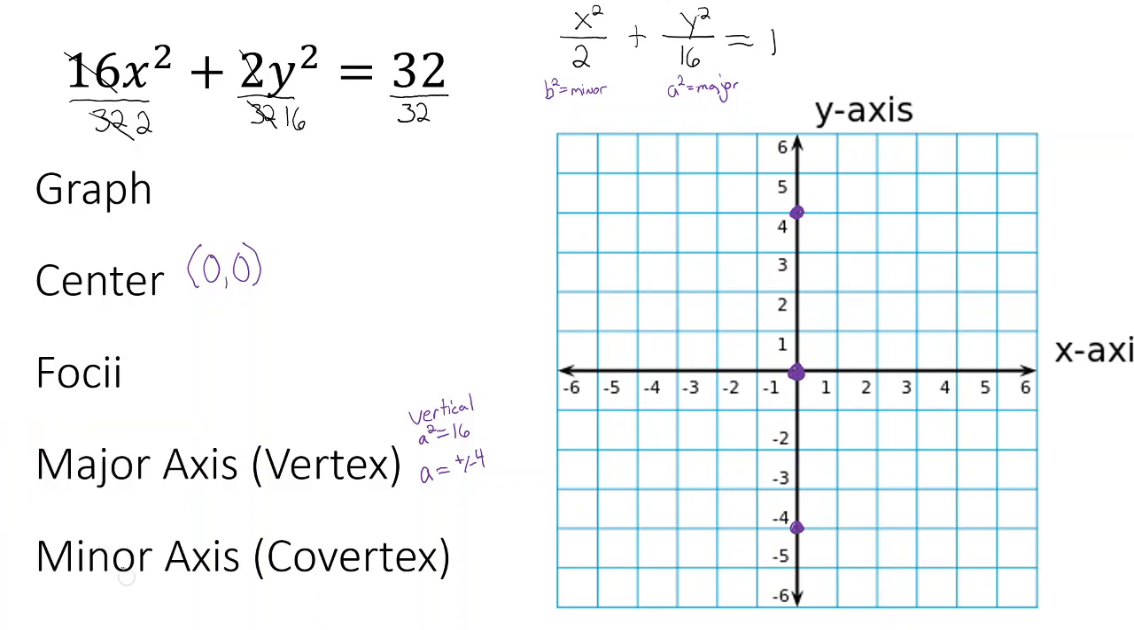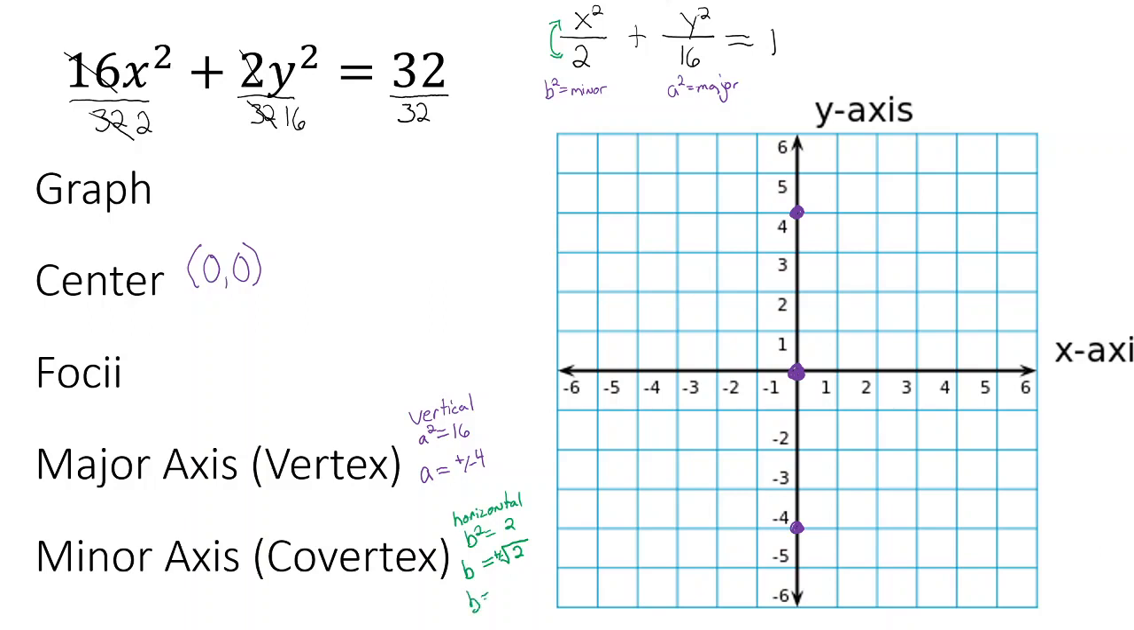Now we can work on the minor. The minor is going to travel horizontally. The reason is that it's under x, so that's why it's going to travel horizontally. And so b squared equals 2. This is a good time to pay attention here, because that does not mean that b equals 2. That means b equals the square root of 2, plus or minus the square root of 2. Don't get caught on that. I've had so many students make that mistake on tests.